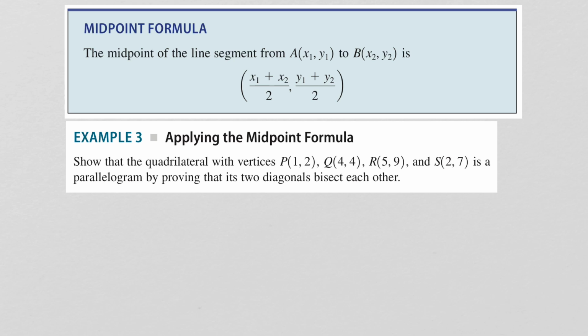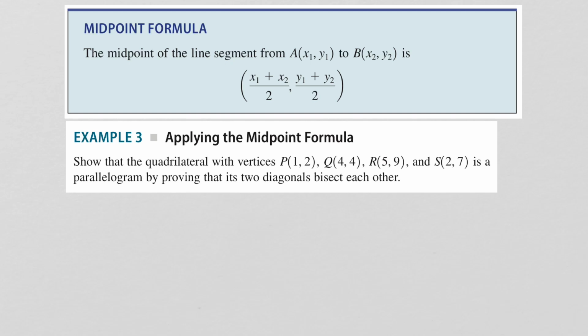The midpoint formula gives you a formula for finding the midpoint of the line segment that joins two other points. So for example, if I have a point A, which is right here, and a point B, which is right there, if I draw a line segment connecting A and B, the midpoint would be the point on the line segment exactly halfway in between A and B. And that is given by the formula that you see here.